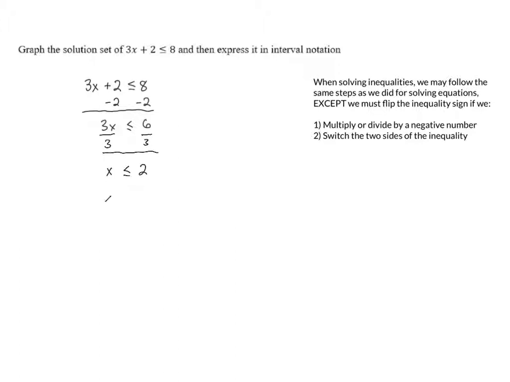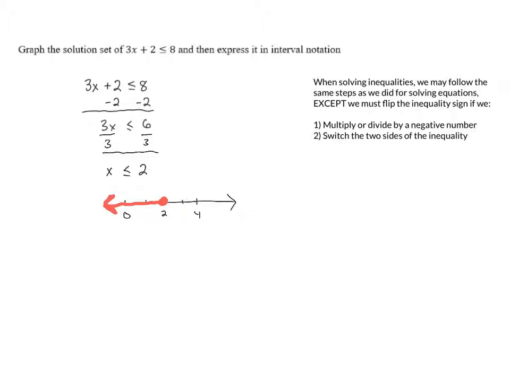And now that we've solved for x, we can graph the inequality and then write it in interval notation. So I'm going to do my number line. And then let's see, we have x is less than or equal to 2, means we're going to have a closed circle at 2, because it's allowed to be equal. And since we're looking at x being less than or equal to 2, that means we are going to shade to the left. So our graph looks something like this.